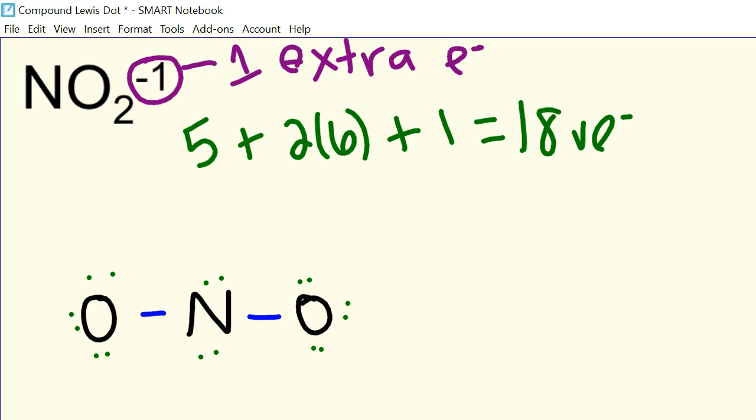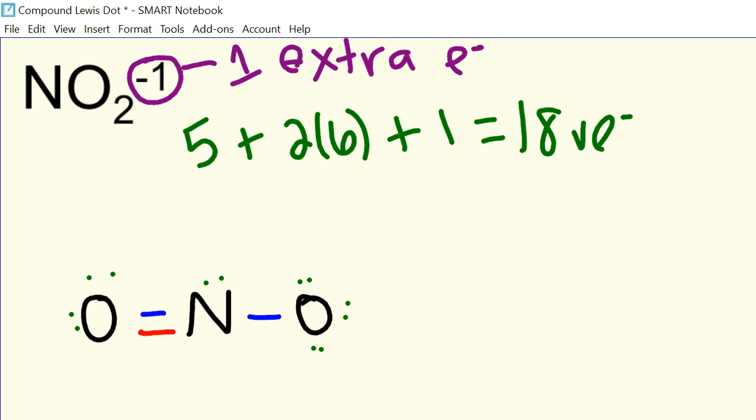And then count. 2 in each bond, so we have 4, 6, 8, 10, 12, 14, 16, 18, 20. I have too many, so I'm going to create a double bond. It doesn't matter which side. We create the double bond, we have to erase 4, and then we count again. Each bond is 2, so 2, 4, 6, 8, 10, 12, 14, 16, 18.